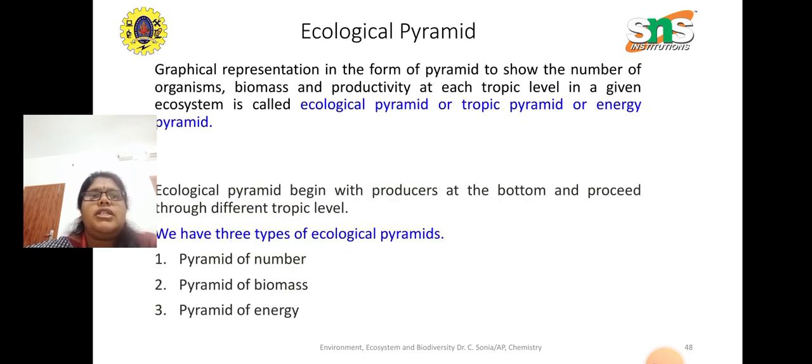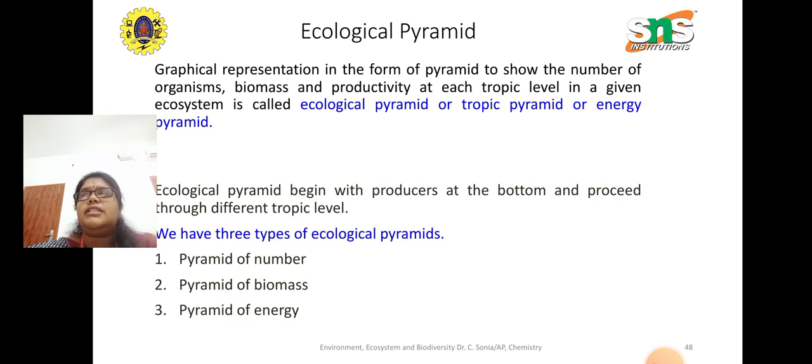So now we are going to see about the ecological pyramid. What is an ecological pyramid? It's the graphical representation in the form of a pyramid to show the number of organisms, biomass, and productivity at each trophic level in a given ecosystem, called the ecological pyramid, trophic pyramid, or energy pyramid.